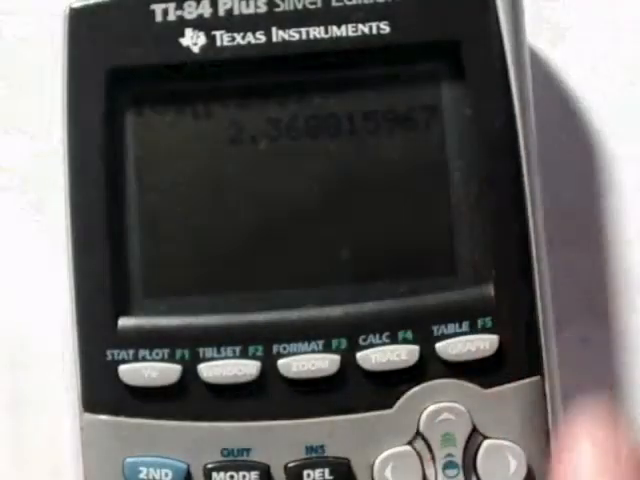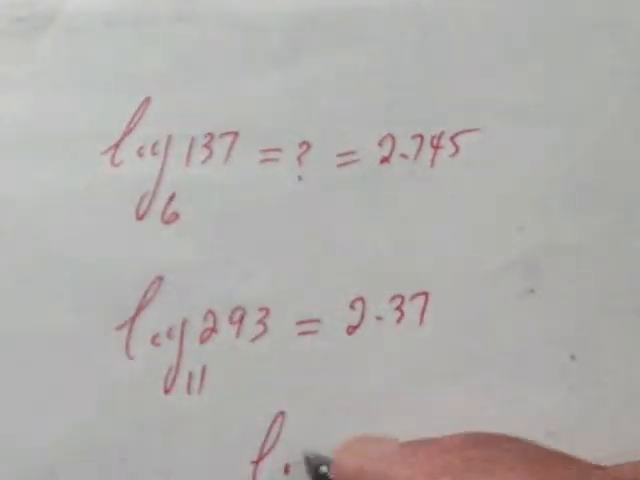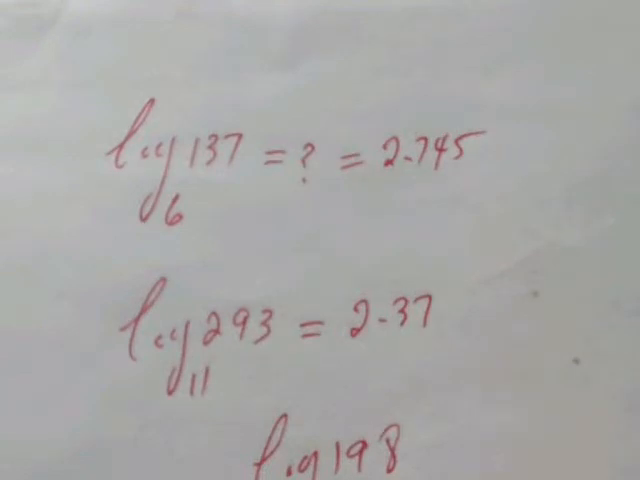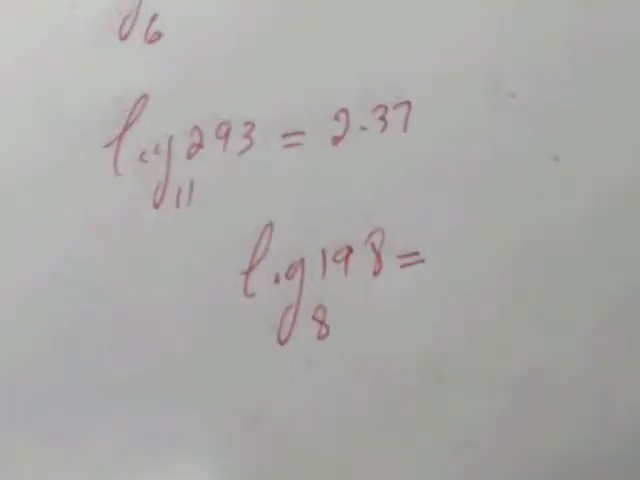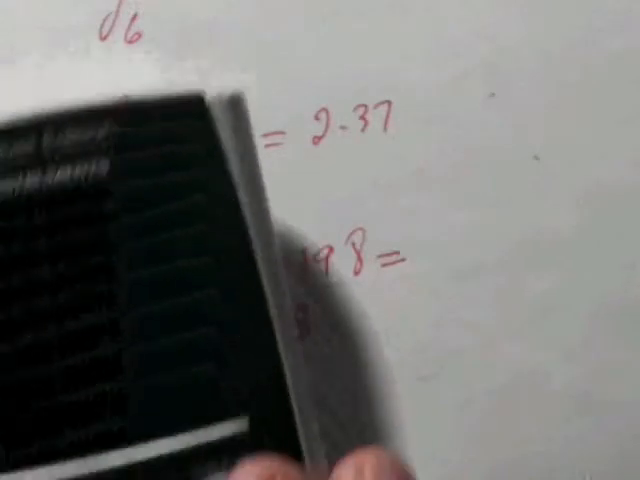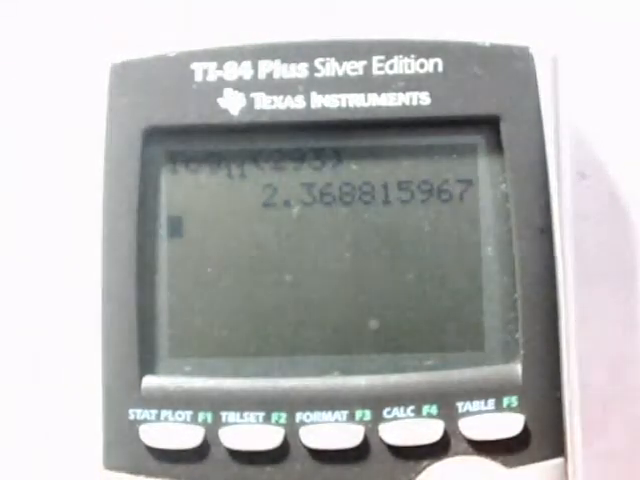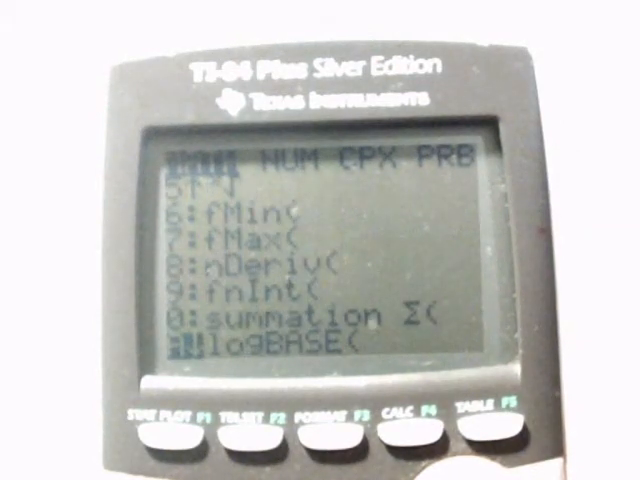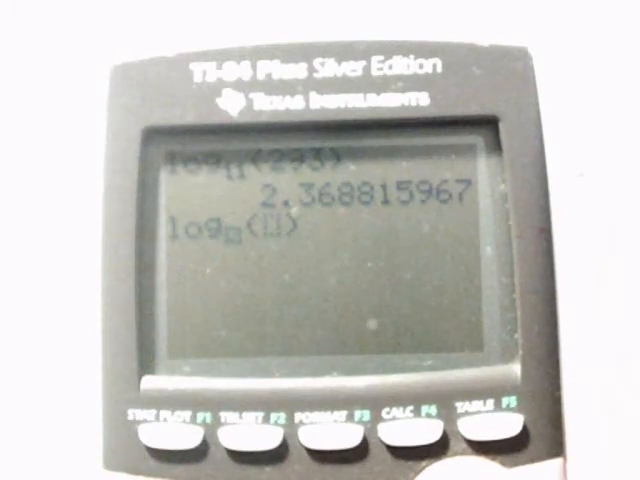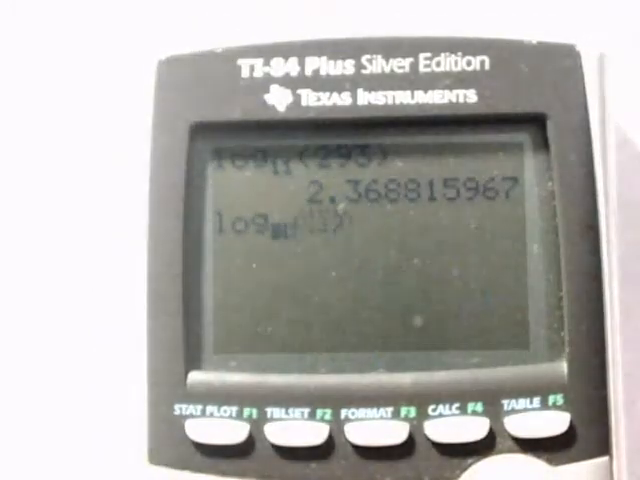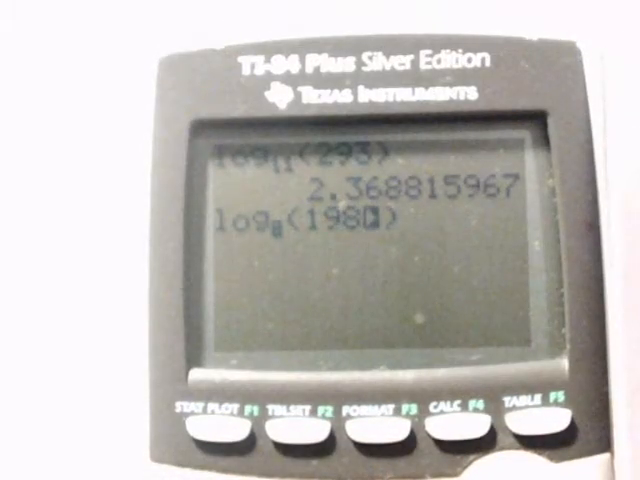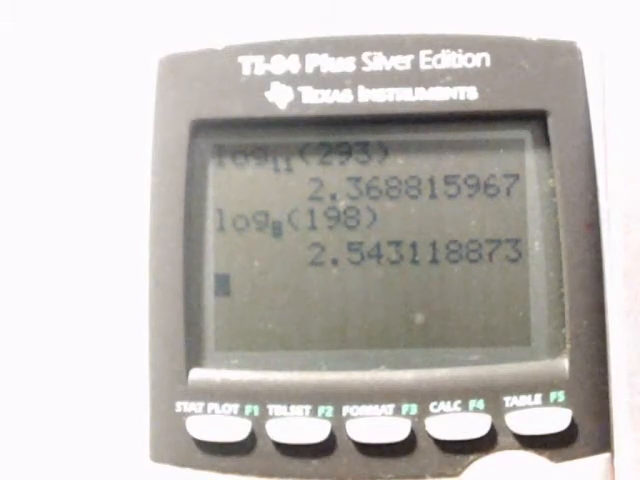We'll do one more. Let's say you want to do log of 198 to base 8. How would I do that? Base 8, the number is 198. Say enter: 2.54.